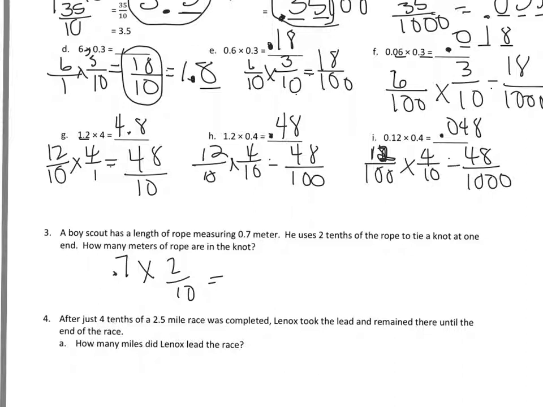Okay, so we're going to write 7/10 times 2/10. 7 times 2 is 14. 10 times 10 is 100. And when I convert that back into a decimal, he has 14 100ths of the rope. Meters of the rope are in a knot.